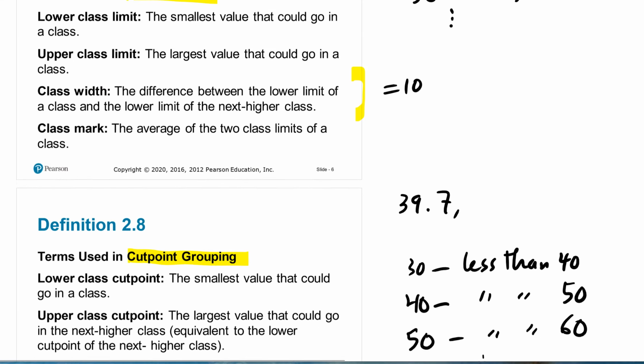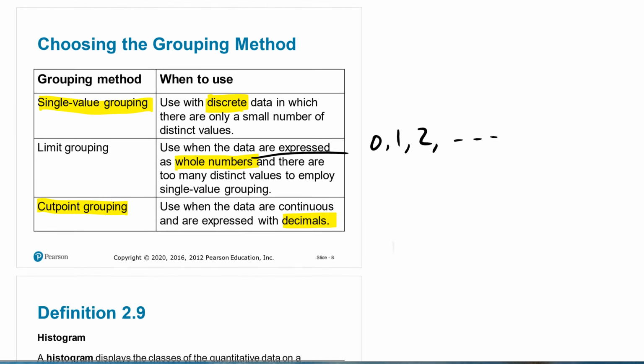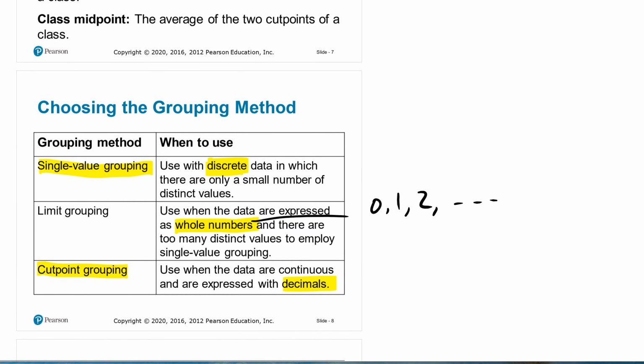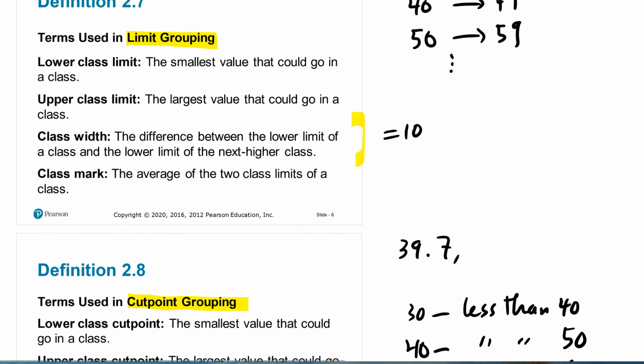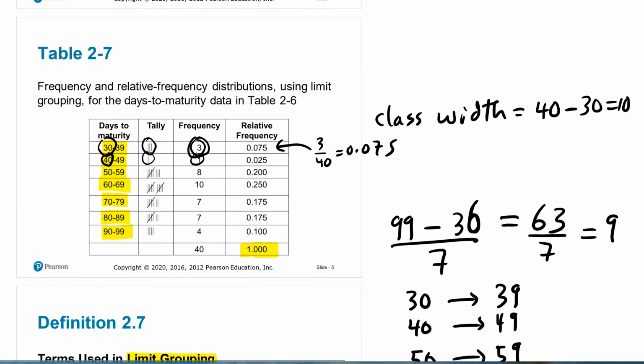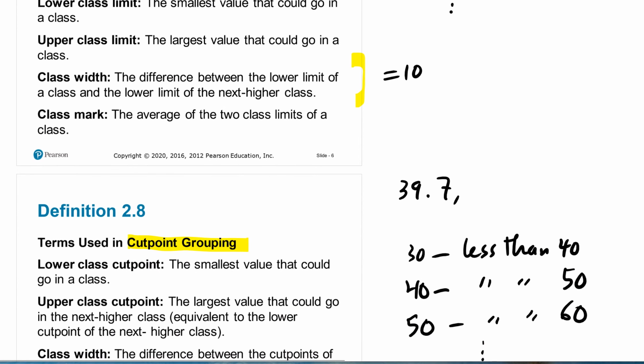Good to know. And now we introduce a way to represent this, regardless of whether it's the single value grouping method, limit grouping, or cut point grouping. All work the same way. At the end, we're going to have a frequency for each one of them, and a relative frequency. So we're going to take these tables that we constructed earlier, such as this table here, and plot those on what we call a histogram.